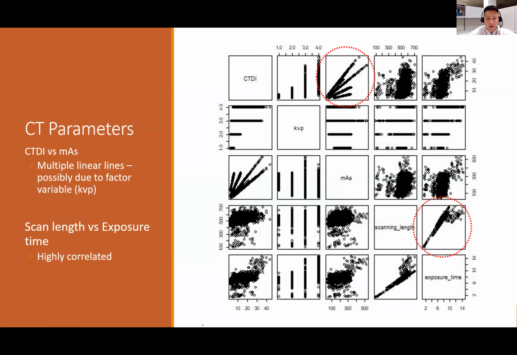But we also see a high correlation between scan length and exposure time, which makes sense because the longer you're scanning a patient, or the length of the patient, determines the exposure time of the CT scanner.